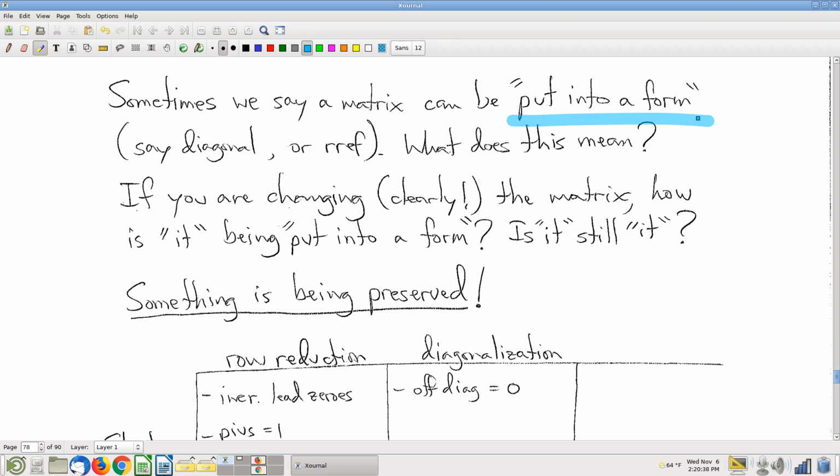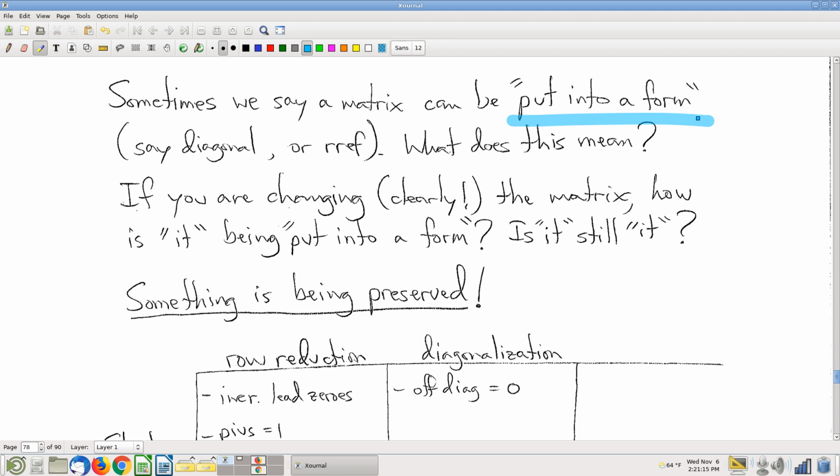So, for example, what if I were to come up with my own idea of a form? I'm going to call it the zero form. And I'm going to put a matrix into zero form. The way you put a matrix into zero form is you take your matrix, and then over here you just write down the zero matrix. There it is. I put this matrix into zero form. Well, that's meaningless nonsense, right? The zero matrix is not the original matrix. This doesn't have any information in it that's not in this.